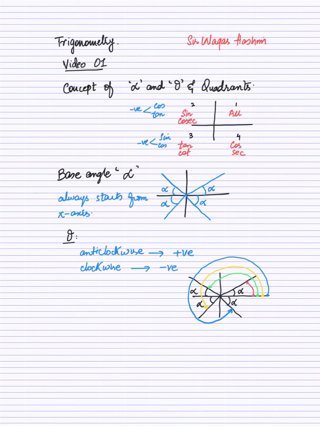All right, so theta is different for each of the quadrants. It starts from the horizontal x-axis. If the direction is positive, that means we need to move in an anti-clockwise direction. If the direction is clockwise, how are you going to define it in your diagram?